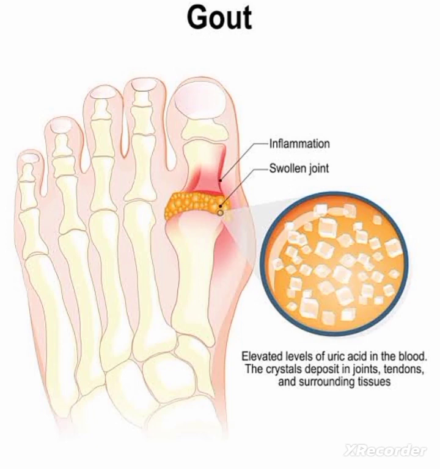Gout may be classified as primary or secondary. In primary gout, a hereditary error of purine metabolism leads to overproduction or retention of uric acid. Secondary gout may be related to another acquired disorder or may be the result of drugs known to inhibit uric acid secretion or uric acid excretion.